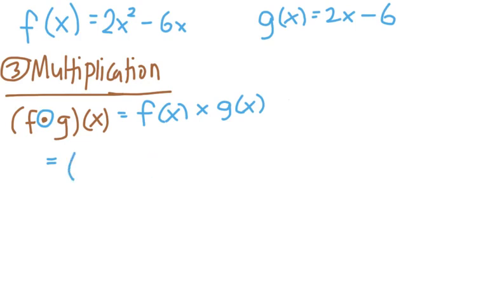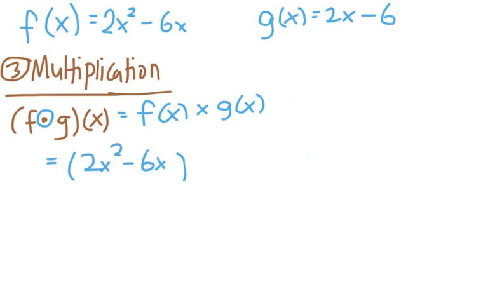I'll make it bigger. Okay, so 2x squared minus 6x. And then multiply with function g, also put bracket. Okay, this multiply symbol, if you want to write it down, also okay. If you don't want to write it down, also okay. It's up to you. It's just the same thing.